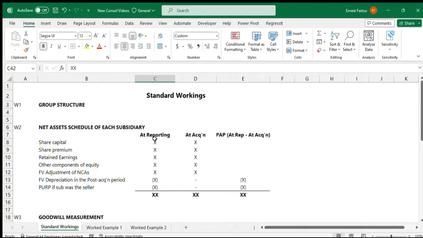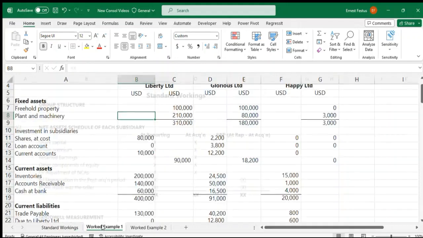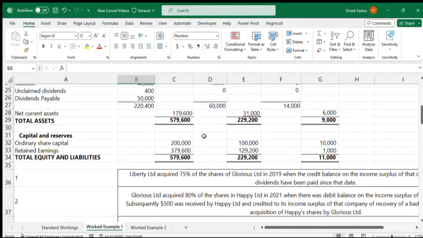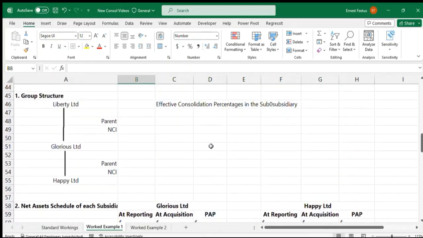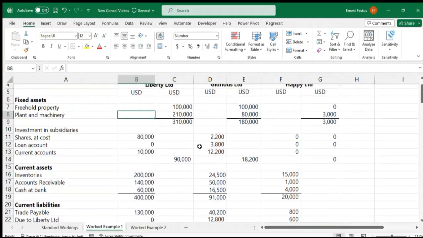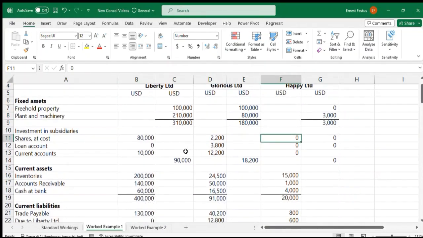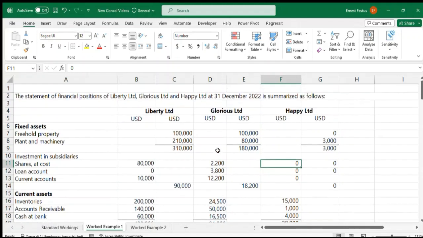In this video we are coming to actually solve a past exam question. So this is our question here. We are going to look at it and see how we will solve it. When you want to solve a consolidated financial statement question, what is advised is that as and when you read the question, you start working.